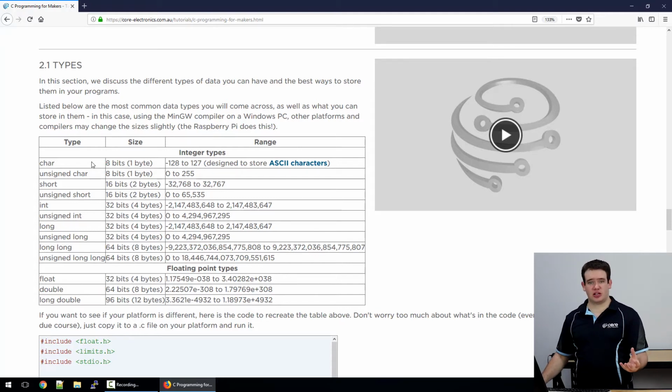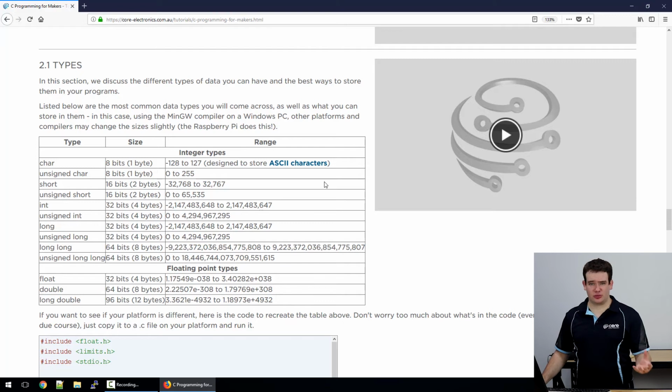Now the types in the table are sorted into two different categories. There are integer types and floating point types. Integer types can only hold whole numbers, whereas the floating point types can store real numbers and fractions to varying levels of precision. For instance, the float in this case is 32 bits, and it can hold roughly 7 to 8 decimal places, whereas a double, which is also known as a double precision floating point number, can hold roughly 15 to 16 decimal places.